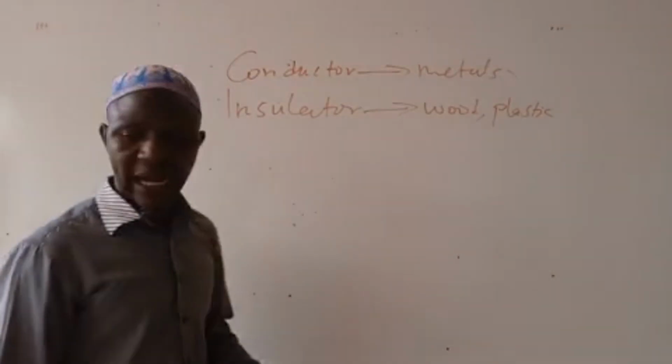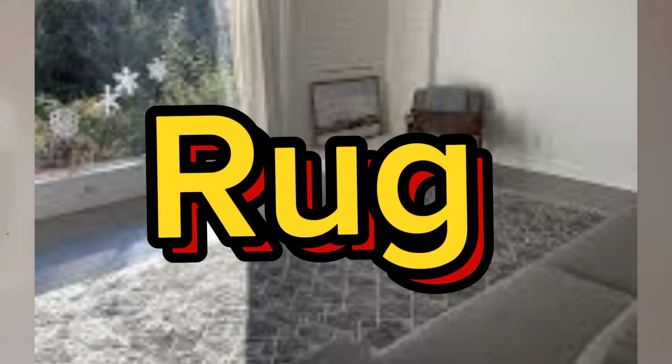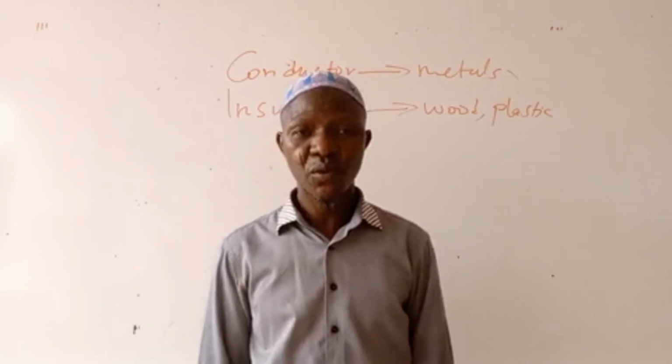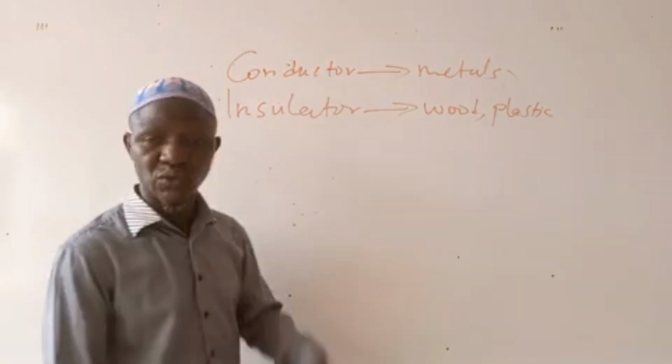Then we have the floor and rug. Look at a concrete floor. A concrete floor is a conductor. When the weather is cold and you step on it, you feel cold. But if it is a rug, it will feel warm, to keep us warm. You can see the importance of insulators as well.